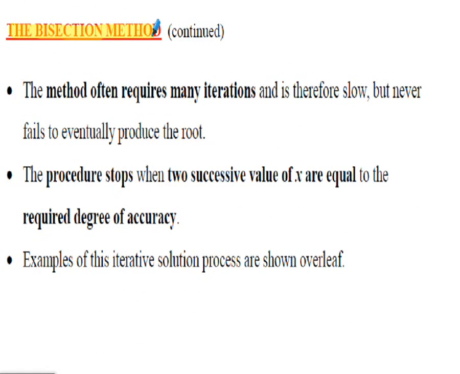The bisection method continued. One problem with this method is that it often requires many iterations and therefore can be quite slow, although it will eventually always produce the root. The procedure stops when two successive values of x are equal to the required degree of accuracy. Increasing the degree of accuracy increases the number of iterations required. Examples of the bisection method iterative solution process are now shown on the following slide.